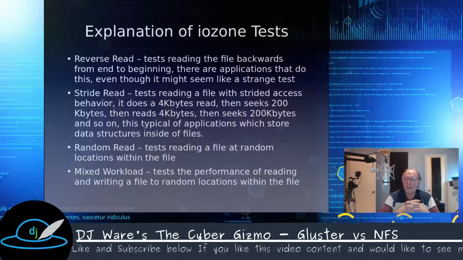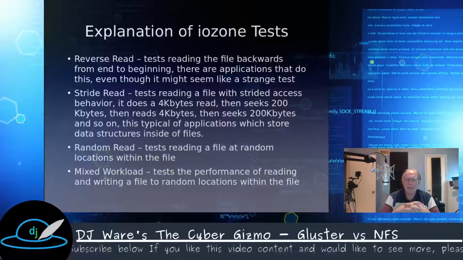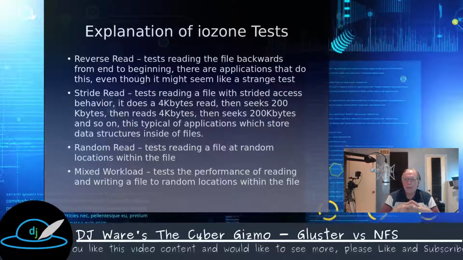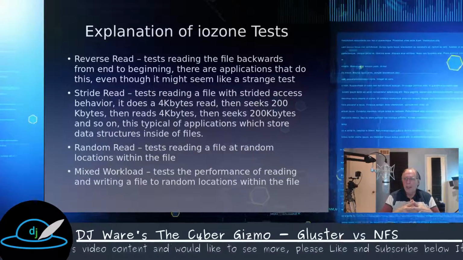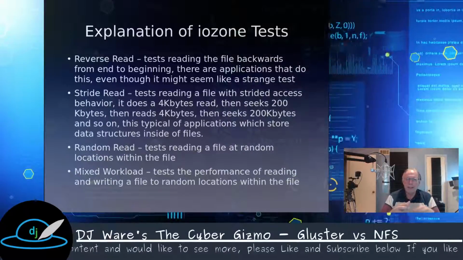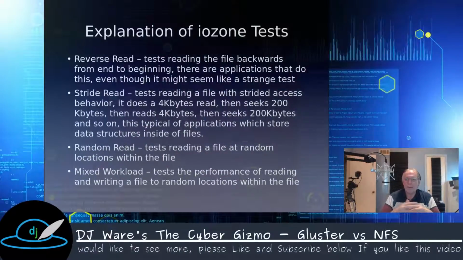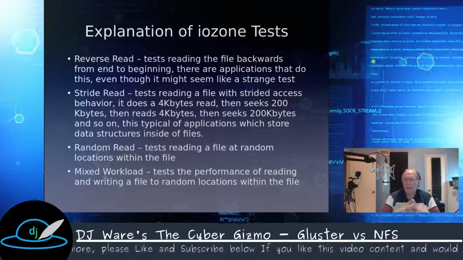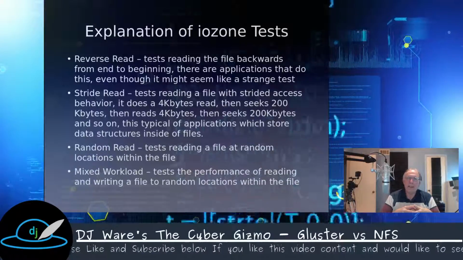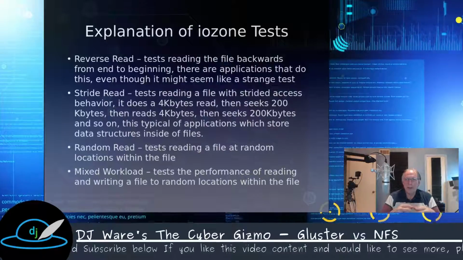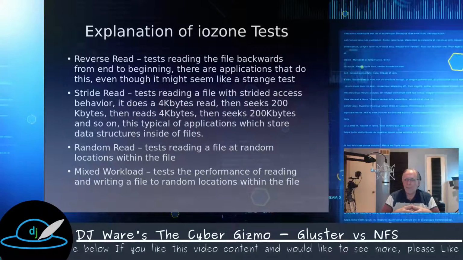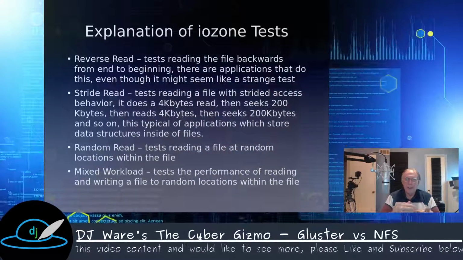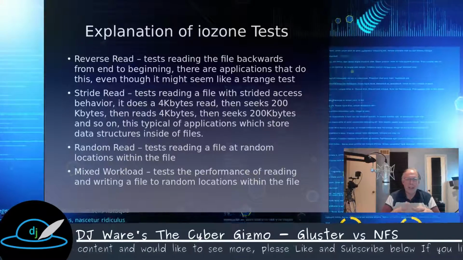Reverse read tests reading the file backwards from the back to the front. You might think that's a little strange, but there are applications that do this, and so we want to measure those as well. A stride read basically does a 4K read, then it does a seek for 200 kilobytes, does another 4K byte read, and then it does another seek, and so on in repetition. And the reason for this test is that this simulates when an application is storing structures within the file. Random reads just simply read at random locations within the file. It just changes the location randomly and then performs a read.